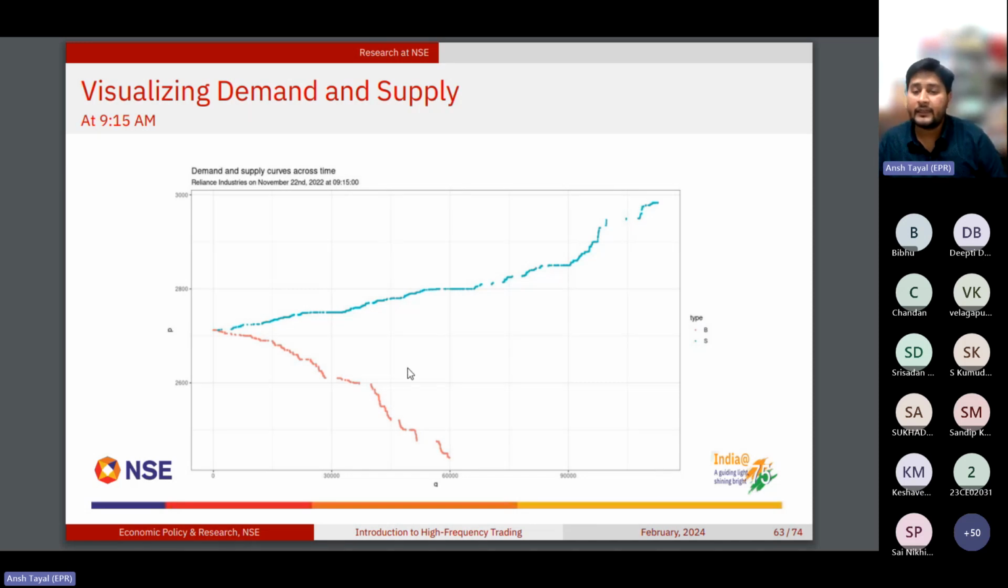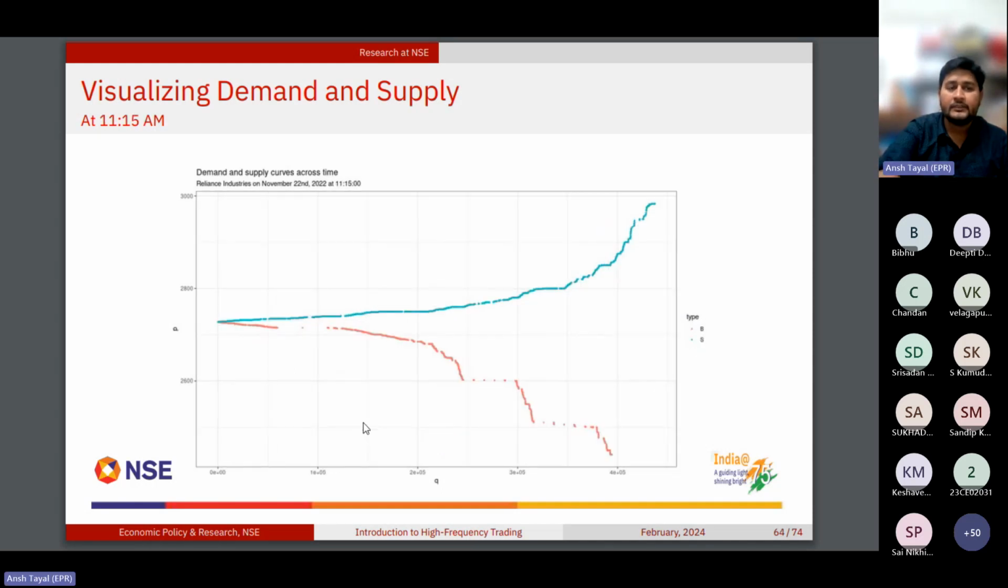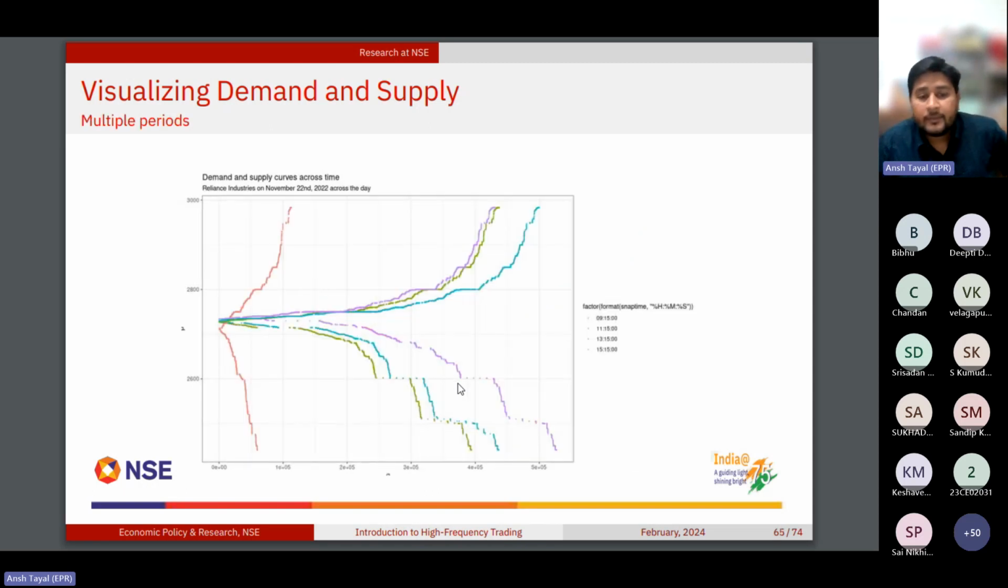So buy and sell side dynamics are different. Here buying pressure is more, for example. Similarly, the same thing at 11:15. Now it spreads out. The buy orders spread out, and this is built using real data in R that we have done. Similarly, now multiple periods. This is how it changes during the day. This was at 9:15, then it changed at 11:15, 1:15, 3:15. This gives you a glimpse of how the order book of a particular stock changes with trading activity.